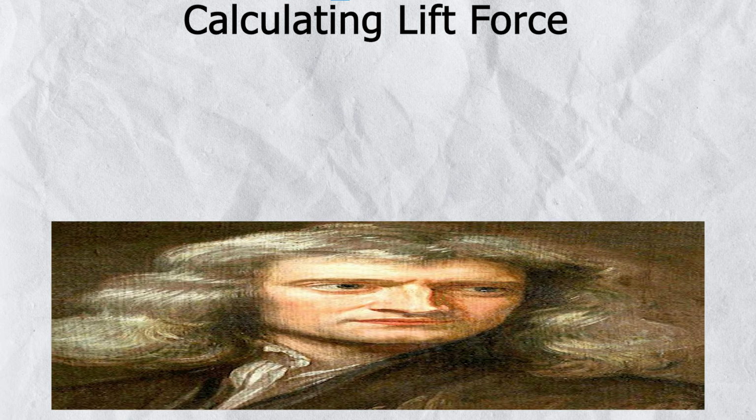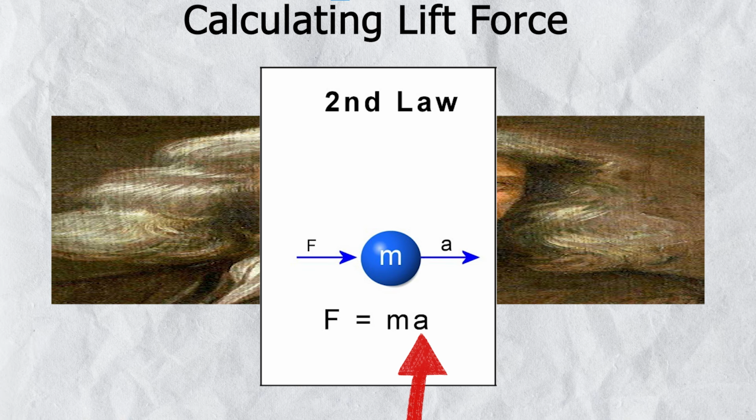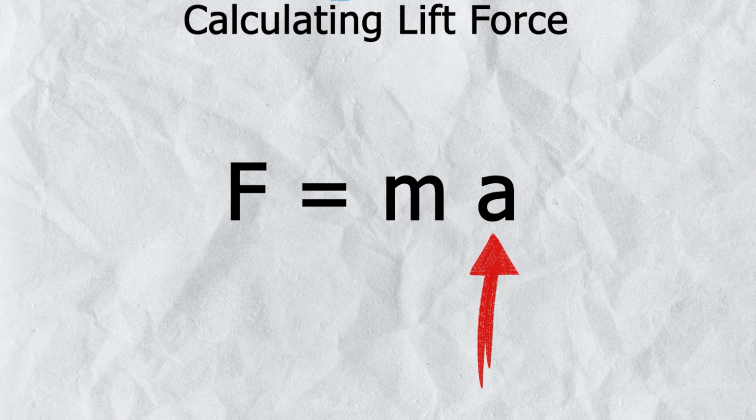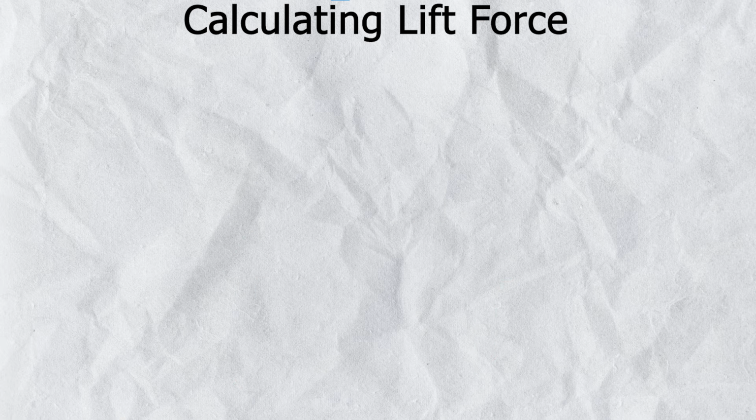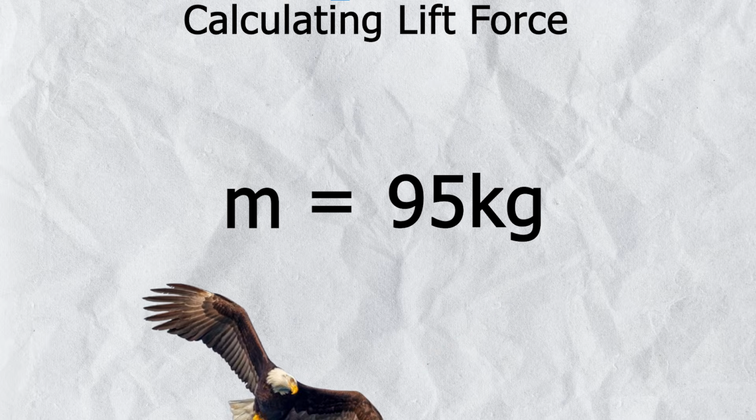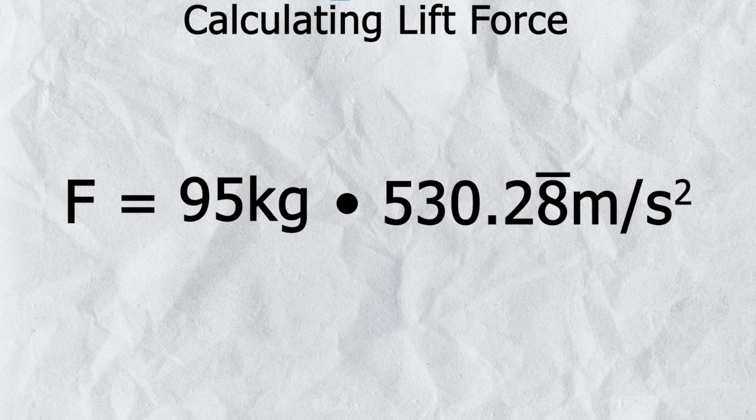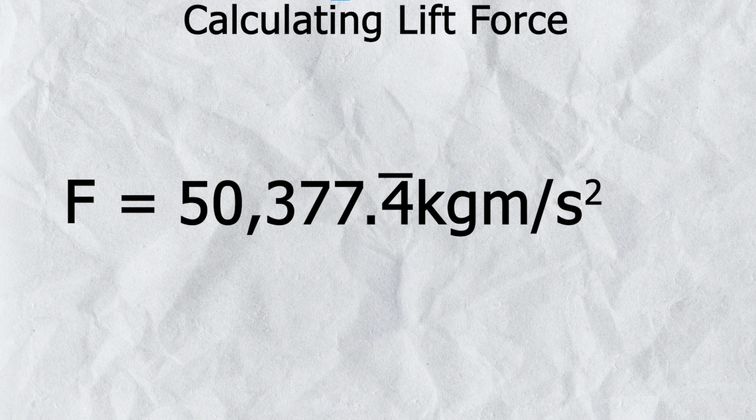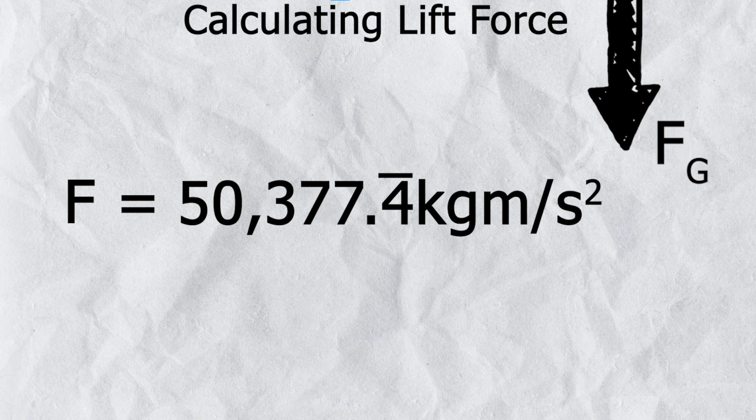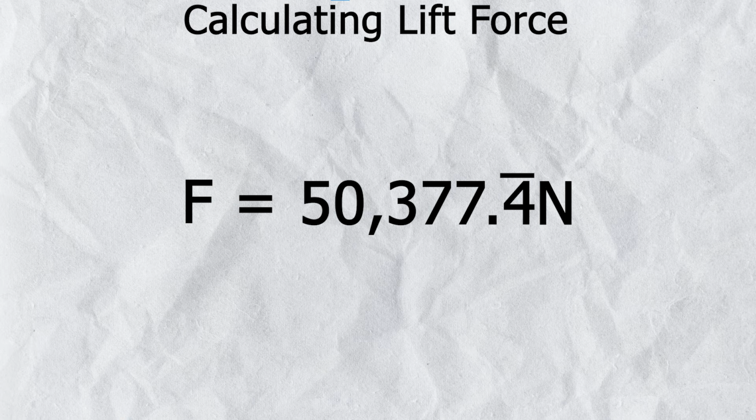Fortunately, our good old pal Newton discovered a few laws, the second of which states that force equals mass times acceleration. We can use this to turn acceleration into force. If you remember when we were solving for the gravitational force, we found that our total mass was 95 kilograms or 209 pounds. We can use this, along with the jump acceleration we just found, to get this heap of numbers in units. When we were solving for the gravitational force, we also found that this mess of units simplifies to newtons, giving us 50,377.4 repeating newtons. This is our total upwards force.